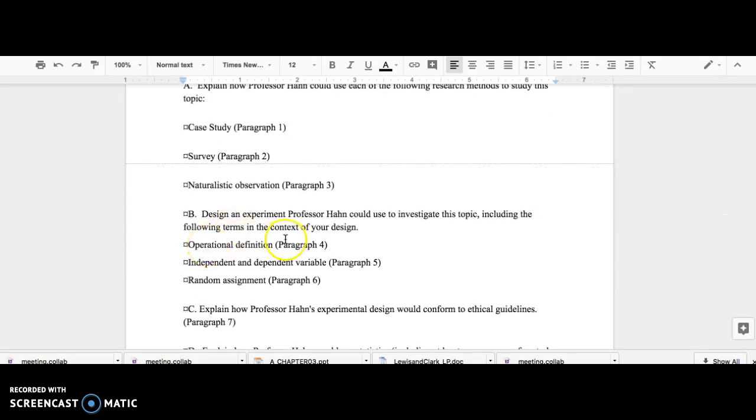Part B, paragraph 4, operational definition. First define what that means, and then explain what the operational definitions would be in this experiment. You would need to be able to define what is obesity, what is childhood obesity, what's the weight, what are you using to measure that variable. Then you would need to know what you're using to measure video gaming.